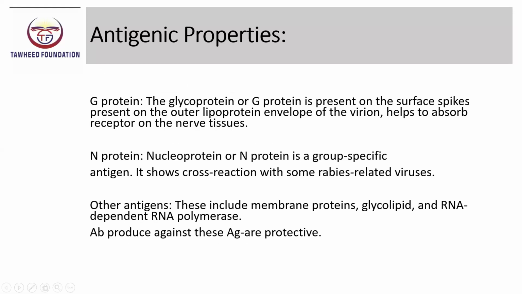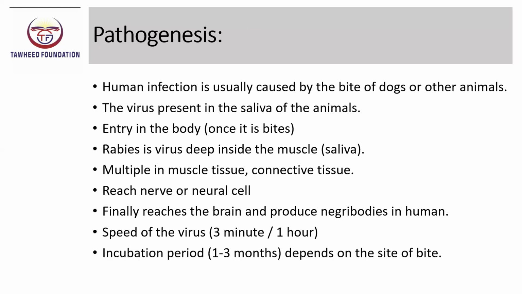Its antigenic properties. The glycoprotein or G protein is present on the surface spikes. It is present on the outer lipoprotein envelope of the virion and helps to attach to receptors on the nerve tissue. N protein, the nucleoprotein, is a group-specific antigen. It shows cross reaction with some rabies-related viruses. Other antigens include membrane proteins, glycolipid, and RNA-dependent RNA polymerase. Antibodies produced against these antigens are not protective.